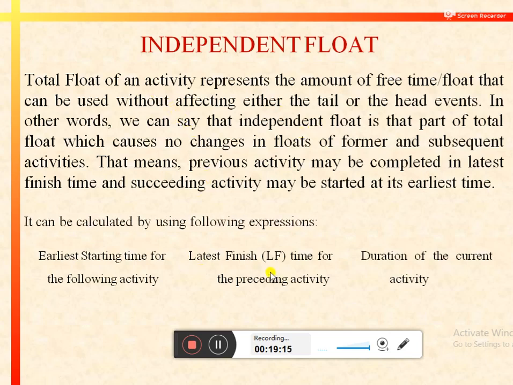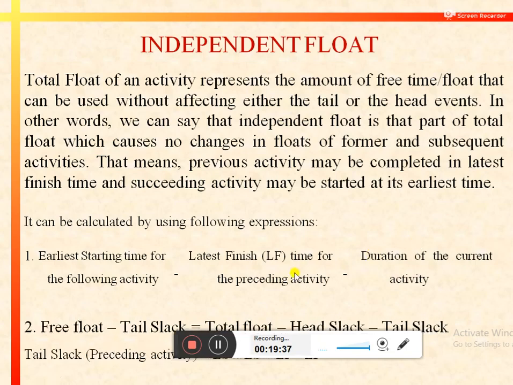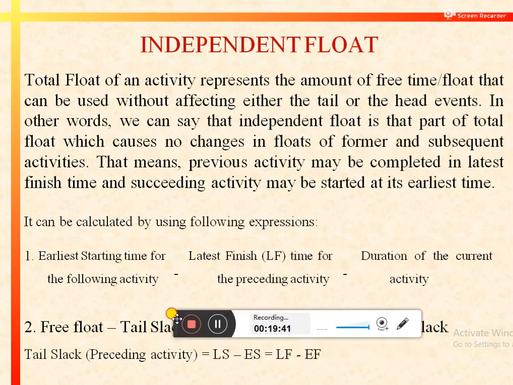It can be calculated by using the following expression, that is earliest starting time for the following activity minus the latest finish for the preceding activity, and minus the duration of the current activity. So by using this expression we can find the independent float for a particular activity.